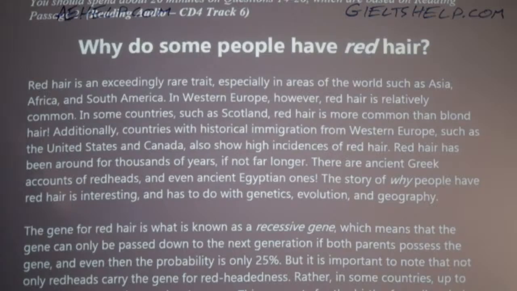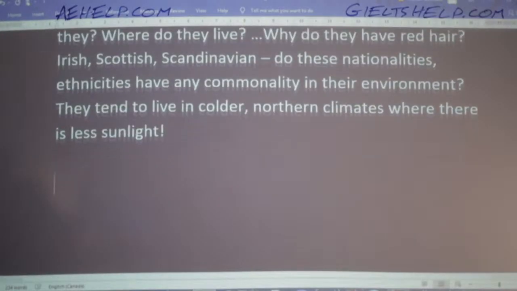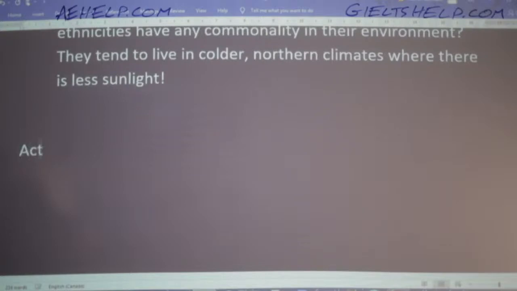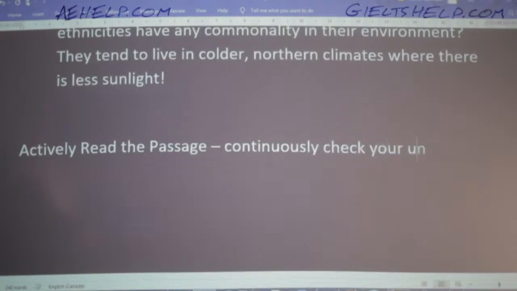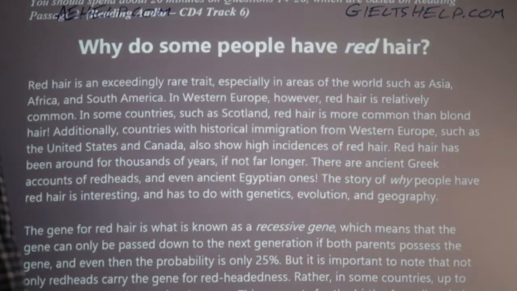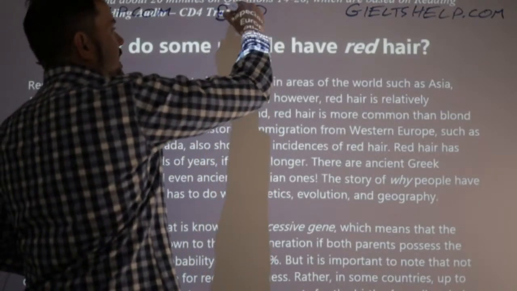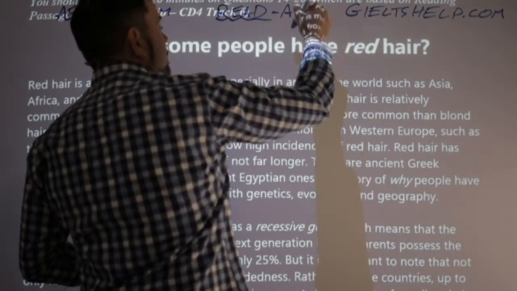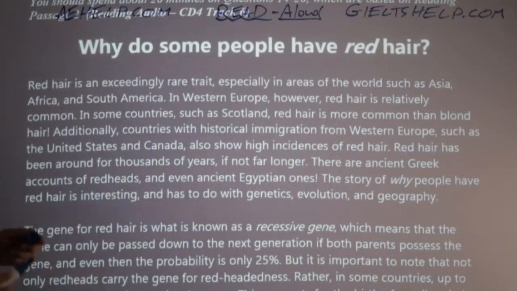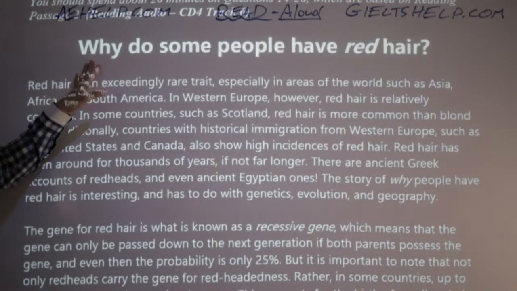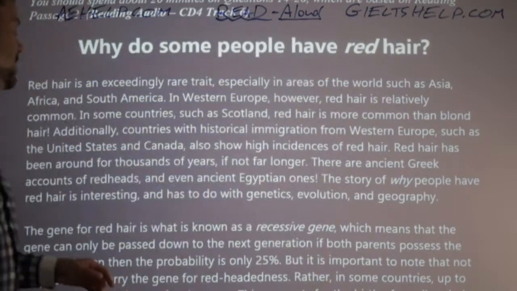Okay? So, actively read the passage. This means continuously check your understanding of the passage. And we're going to do this right now. We're doing this together, so everybody read with me. This is reading, and practice reading aloud whenever you can, which means hear yourself. Okay, here we go. So from the top, why do some people have red hair?